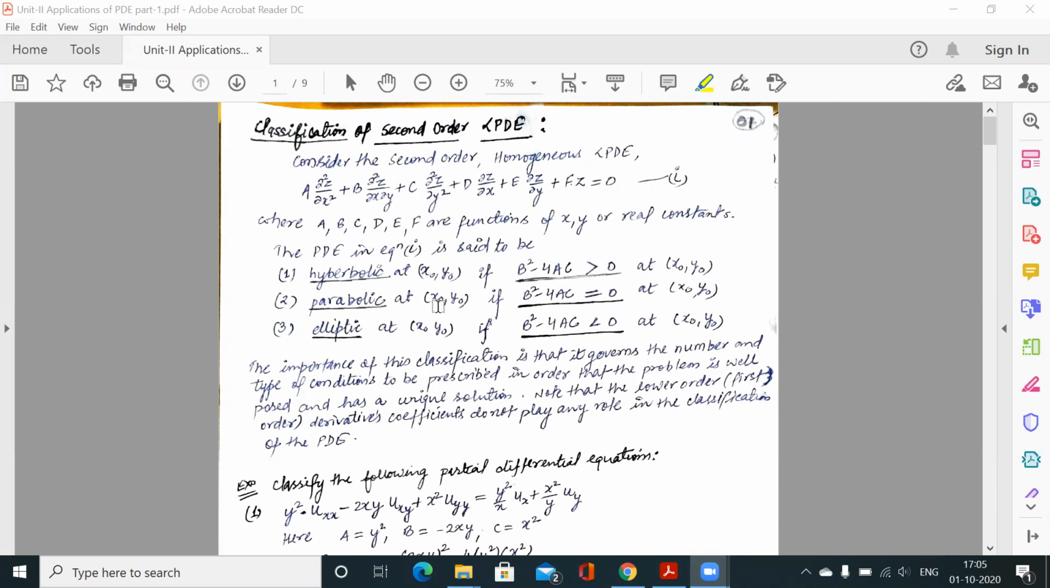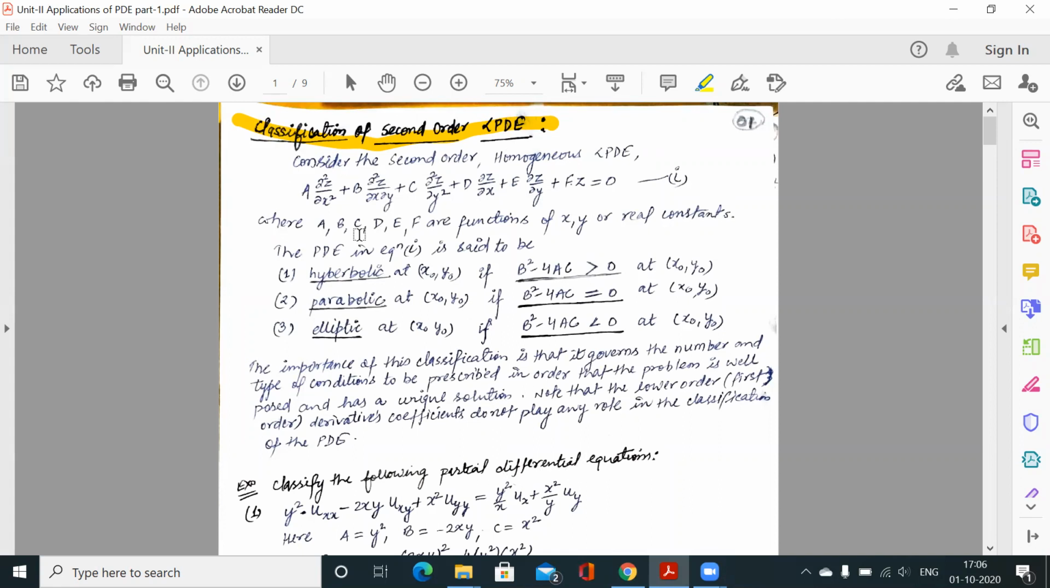Today we are going to start unit 2 of this syllabus, which is applications of partial differential equations. Before really starting the applications of PDE, in this unit we have one small topic, which is the classification of second order LPDE.